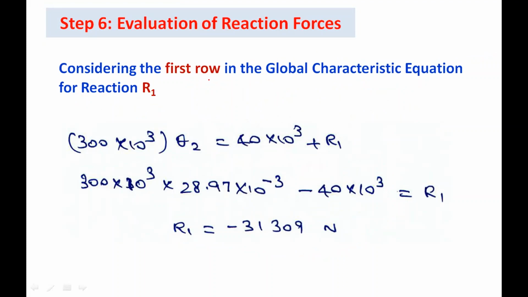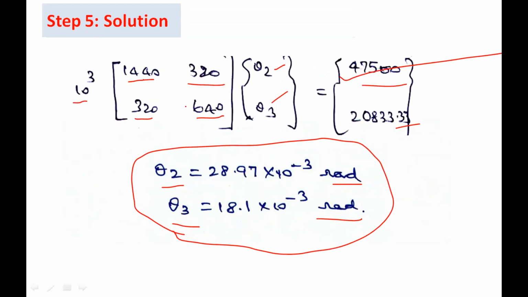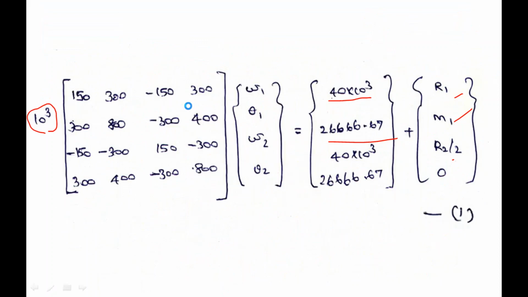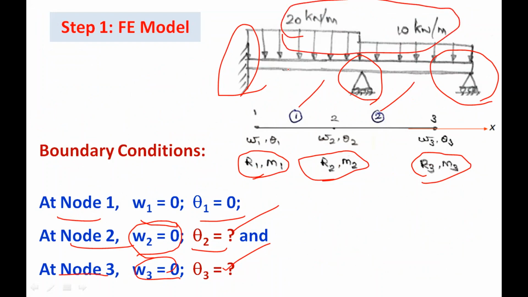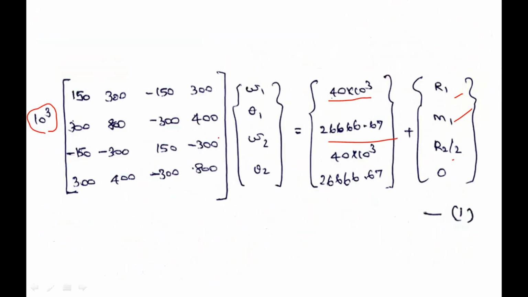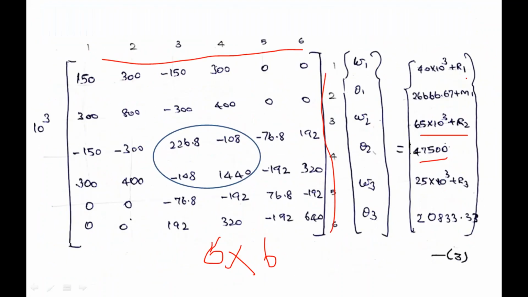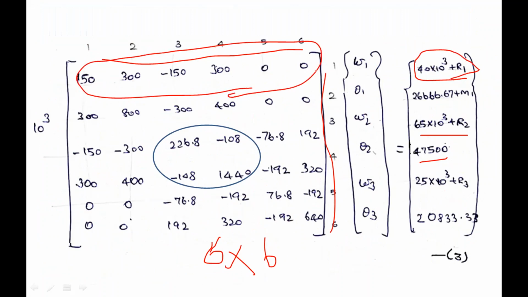To evaluate the reaction forces, again we need the global characteristic equation. Here we are going to evaluate the reactions at 3 supports: the reaction at the fixed end and at the roller supports, R1, R2, R3. When we add R1, R2 and R3, it will be equal to the external load acting on the beam. To find R1 in the global characteristic equation, we have to consider the first row, then multiply with the degrees of freedom.